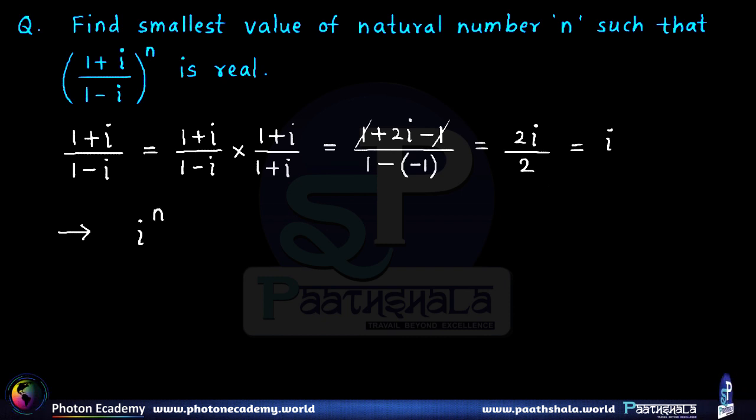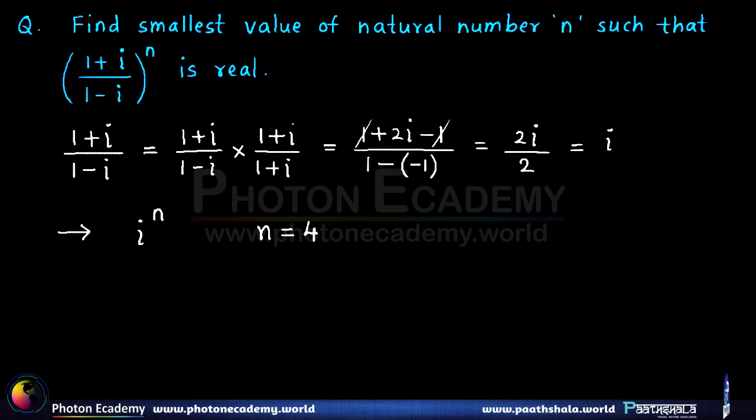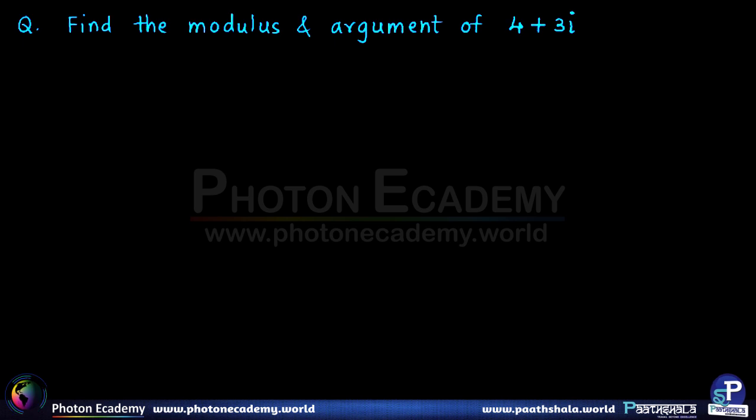Now if we want i raised to n as a real number, the smallest value of natural number n should be n equal to 4, because we know that i raised to 4 is nothing but 1. So therefore 4 is the answer. Now let's see the next question.